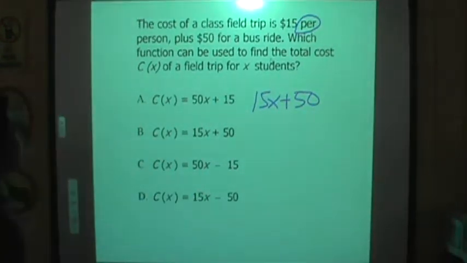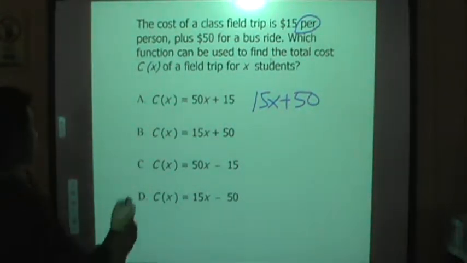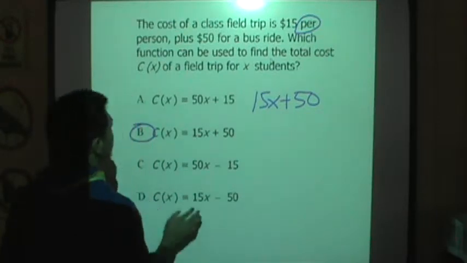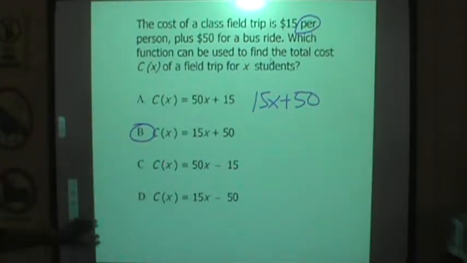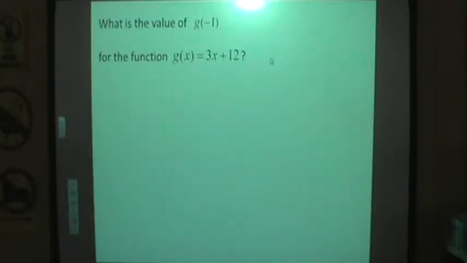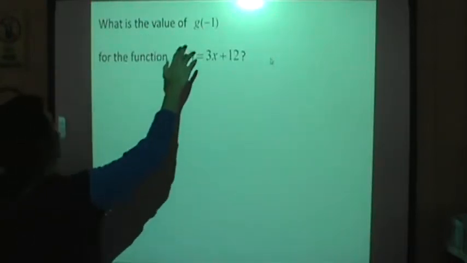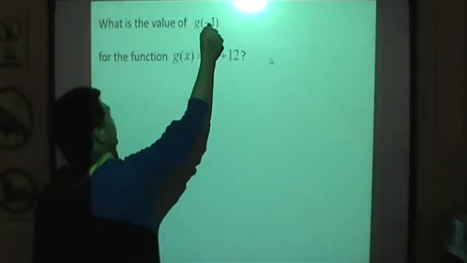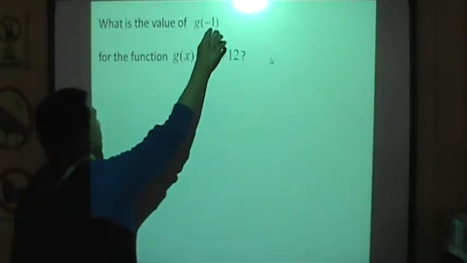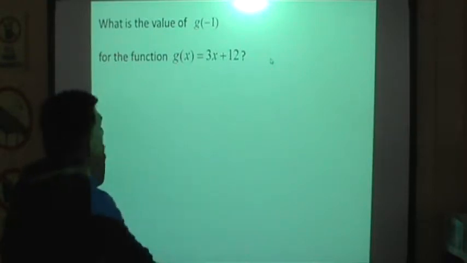Okay? So that means the answer would be B. Next. Okay, now what is the value of G? You gotta remember, we learned in this class that if the number is inside of the parentheses, then we have to put it inside of the x.